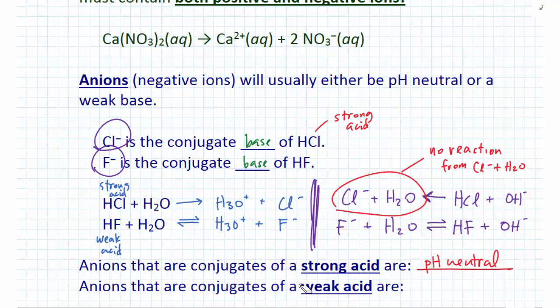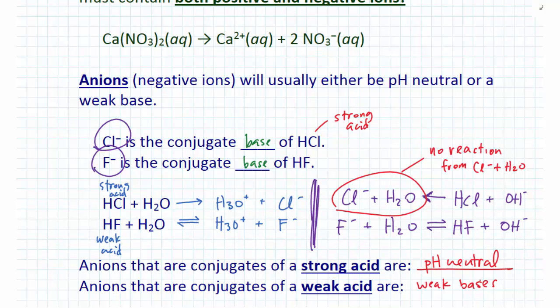Anions that are conjugates of a weak acid, okay, like HF here. HF is a weak acid. Here is its anion. What is this fluoride acting as right here? A base. What kind of base? Weak base. Okay. So that was our little statement up at the top. Anions will usually either be pH neutral or a weak base.